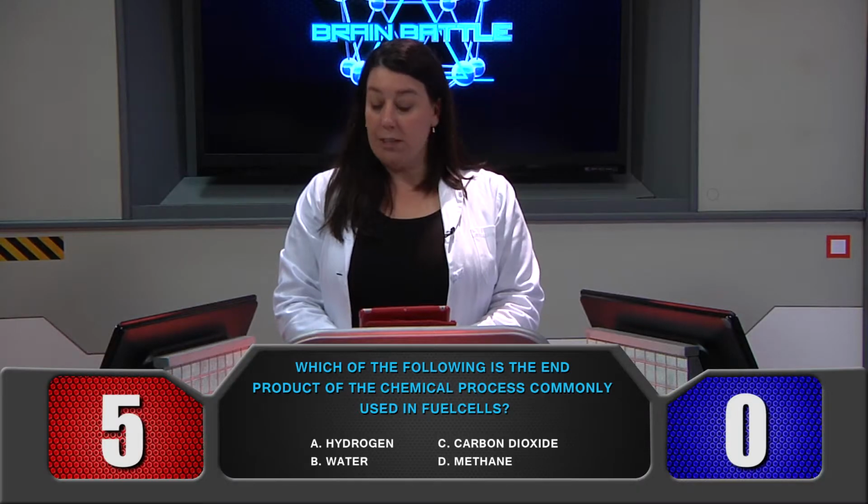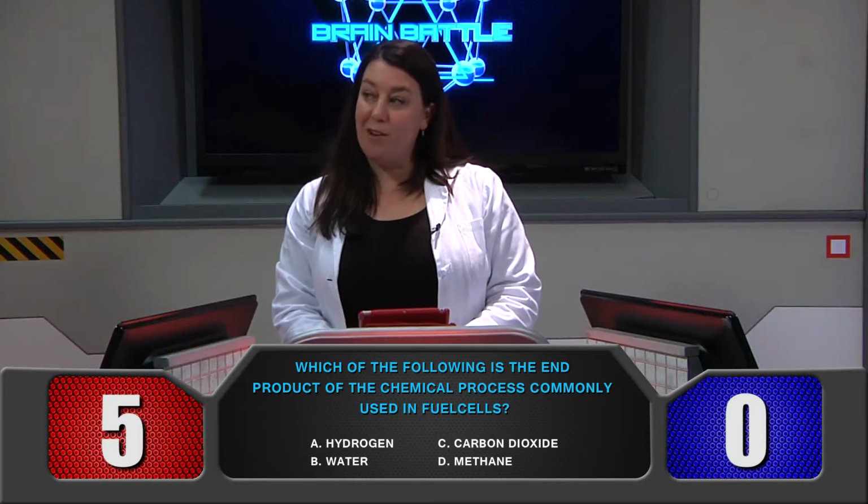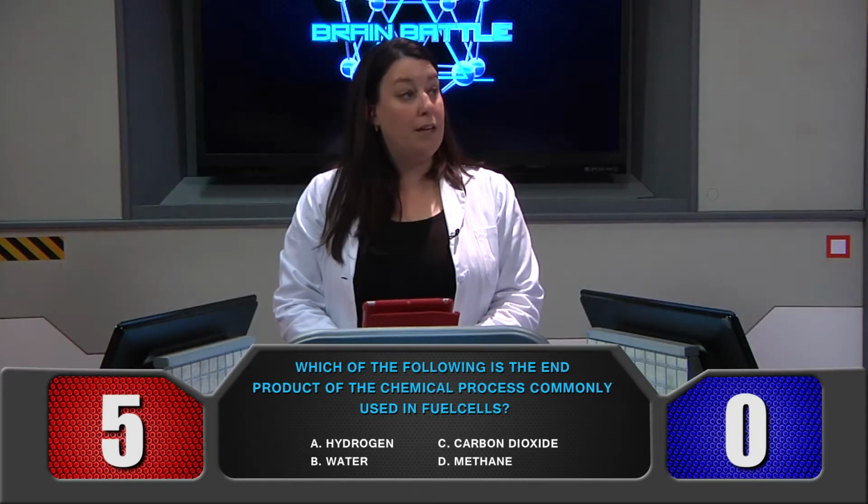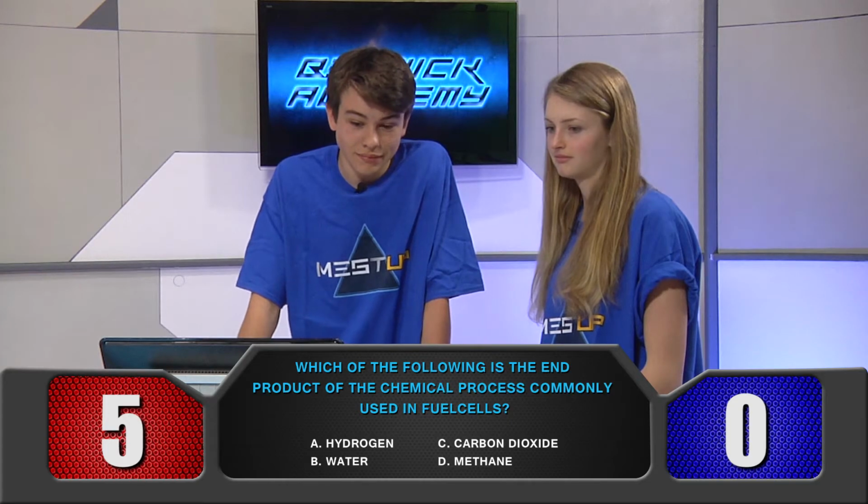Question 3. Which of the following is the end product of the chemical process commonly used in fuel cells? Red team. Carbon dioxide. Incorrect. Blue team. A, hydrogen. Incorrect. The correct answer is B, water.